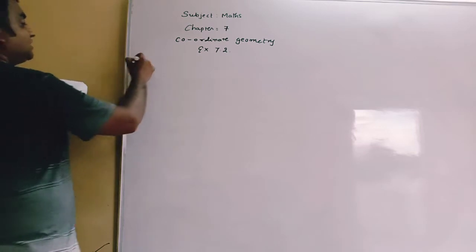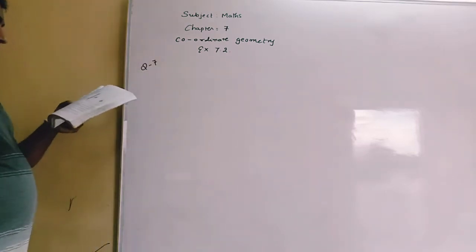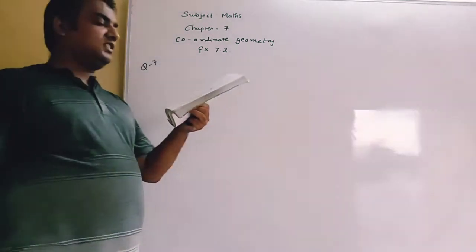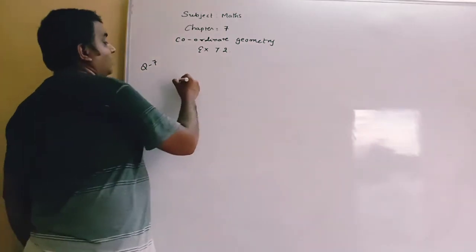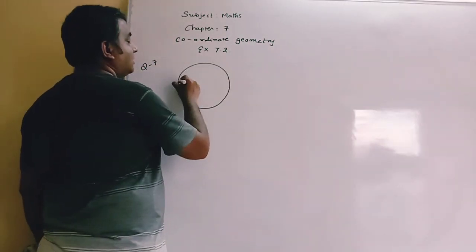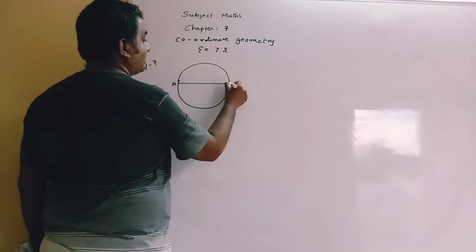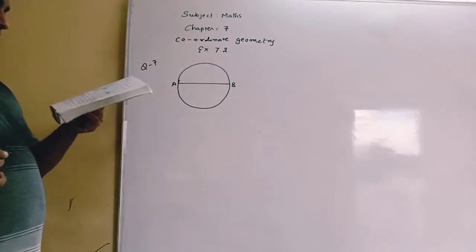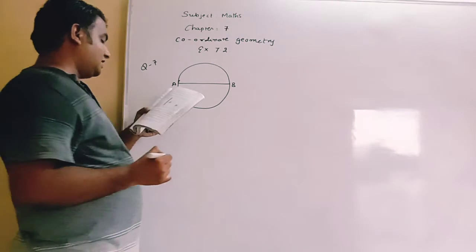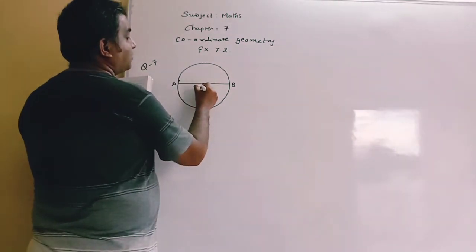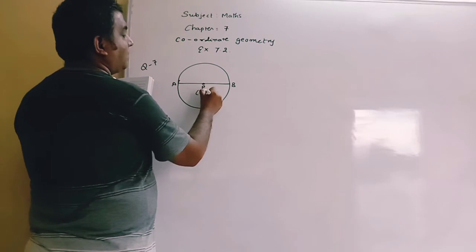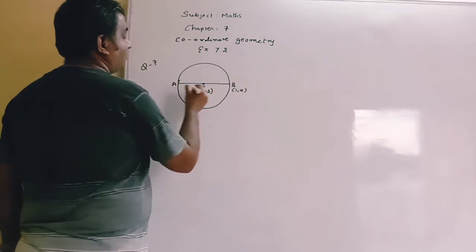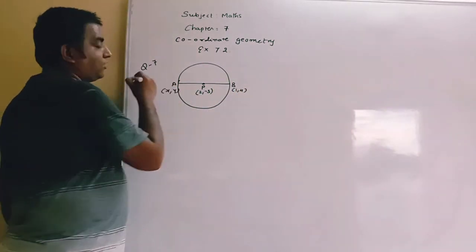We have question 7. Find the coordinates of a point A where AB is the diameter of a circle. So one circle is given, in which AB is the diameter, whose center is (2, minus 3). Suppose we take center P, that is (2, minus 3), and B is (1, 4). And A(x, y) we have to calculate.